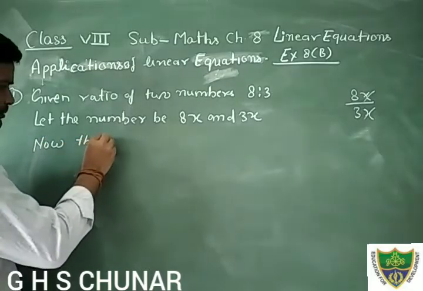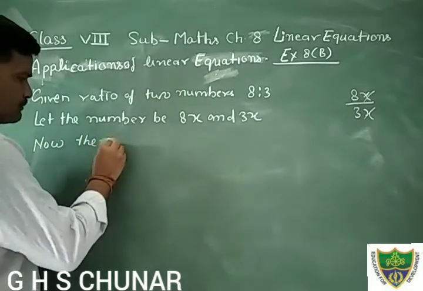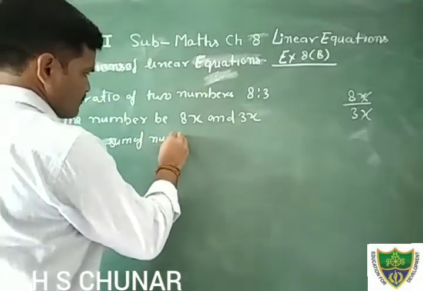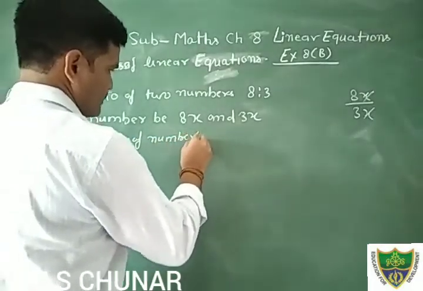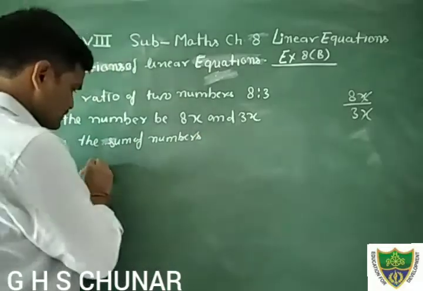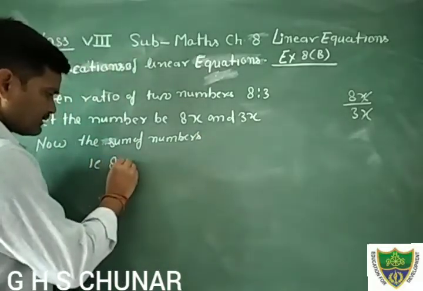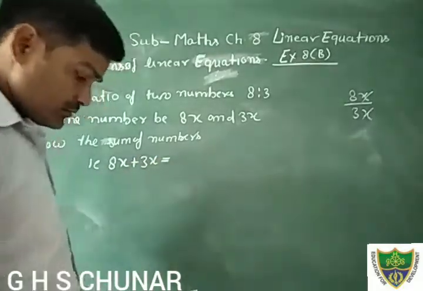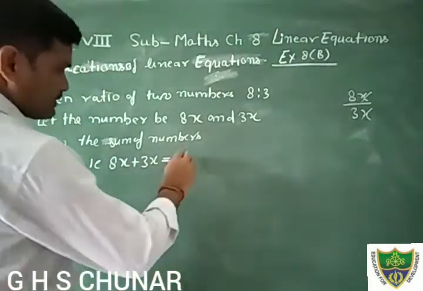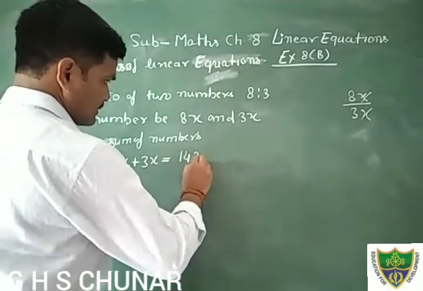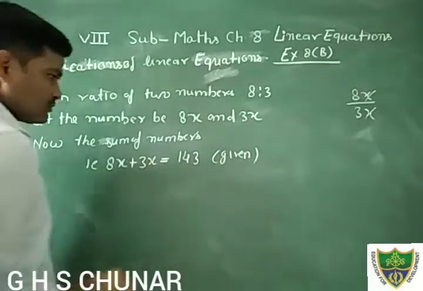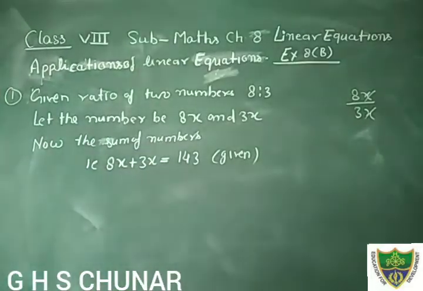Now the sum of the numbers is 8x plus 3x equal to 143. It is given. So the equation is prepared. Now we solve this equation.